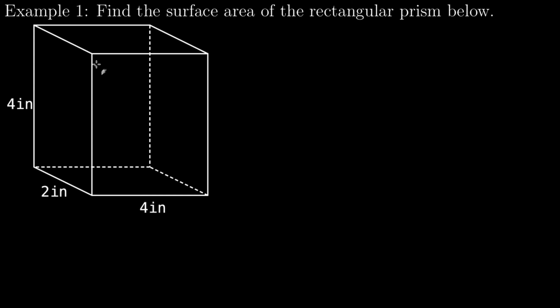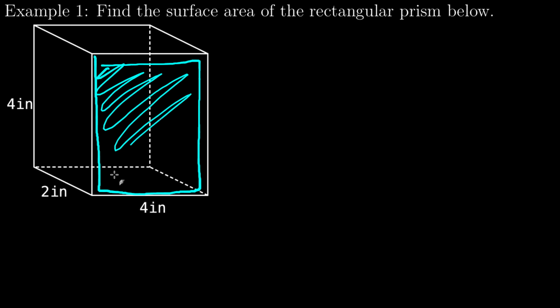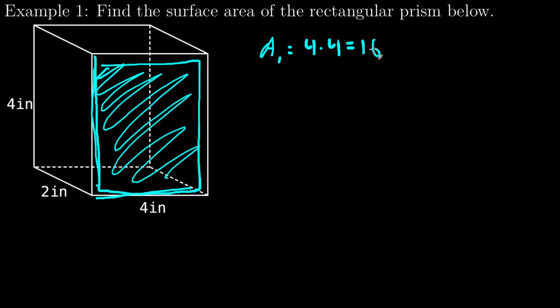So I'll do the front and back first. The front and back is a 4 wide and a 4 tall rectangle. So my first area is going to be 4 times 4, which is 16. Notice I'm going to drop the units until the end just to make it go a little bit quicker.